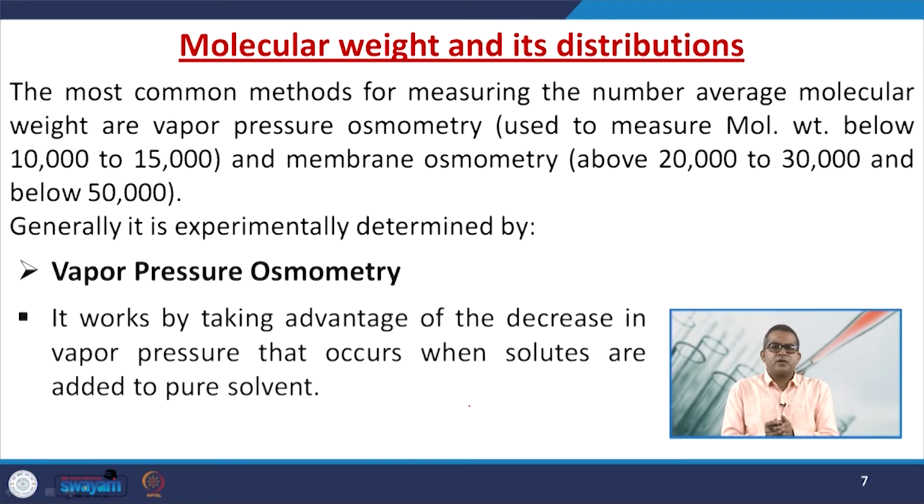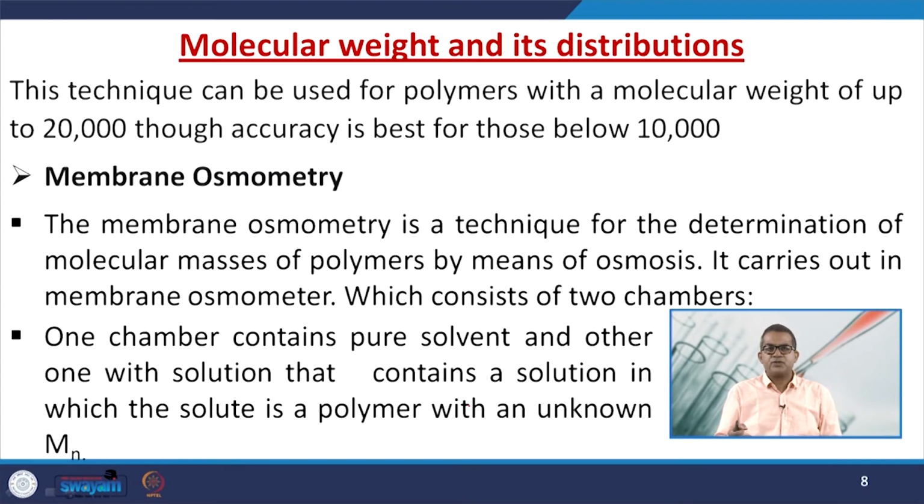Vapor pressure osmometry works by taking advantage of the decrease in vapor pressure that occurs when solute is added to a pure solvent. It is a very common phenomenon of chemistry. Now, this technique is used for polymers with molecular weight up to 20,000, though accuracy is best below 10,000, as I told you in the previous slide.